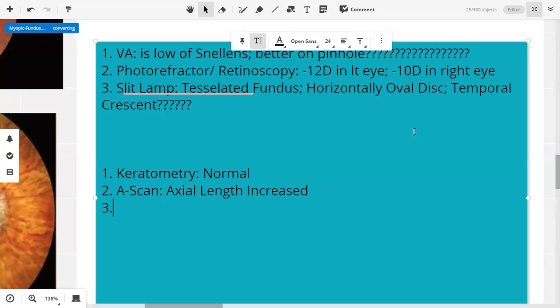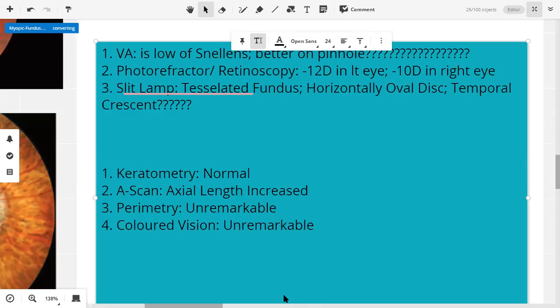What else should we do in this patient? Perimetry. So you're thinking this person can have a scotoma. Perimetry is also unremarkable. Colored vision. So you're thinking that something's wrong with the colored vision of the patient. Colored vision comes out to be unremarkable, so there's nothing wrong with the color vision of this patient.